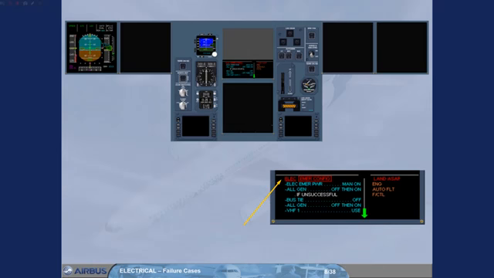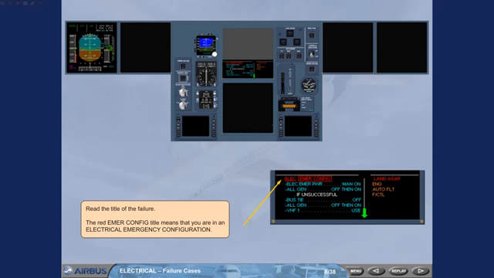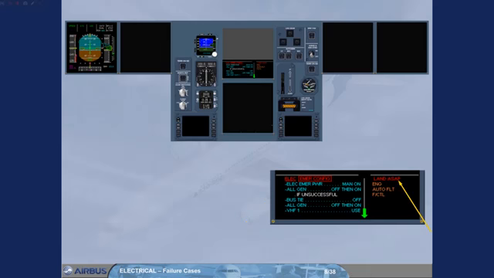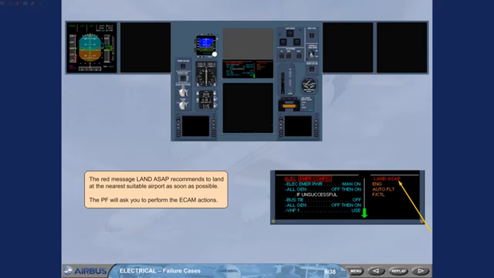Read the title of the failure. The red EMER config title means that you are in an electrical emergency configuration. The red message, Land ASAP, recommends to land at the nearest suitable airport as soon as possible. The pilot flying will ask you to perform the ECAM actions.